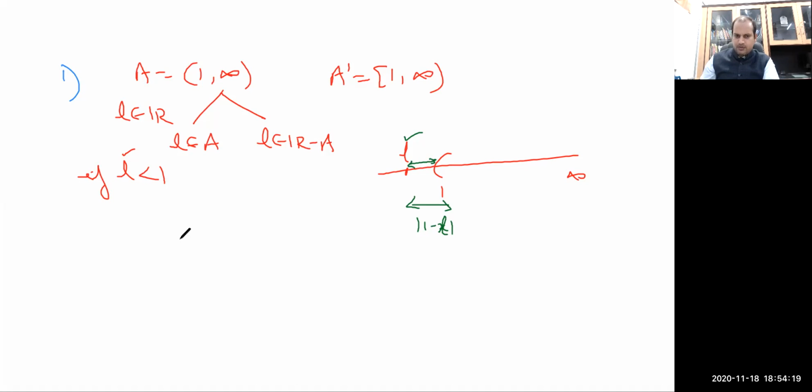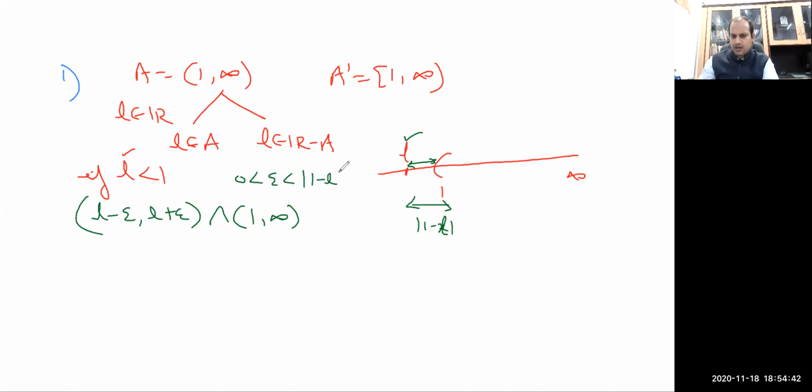Now if we choose a neighborhood of L, that is L minus epsilon, L plus epsilon, in such a way that its intersection with the set 1 to infinity is considered. Just take any epsilon lying between 0 and mod of 1 minus L, that is, 0 less than epsilon less than mod of 1 minus L.